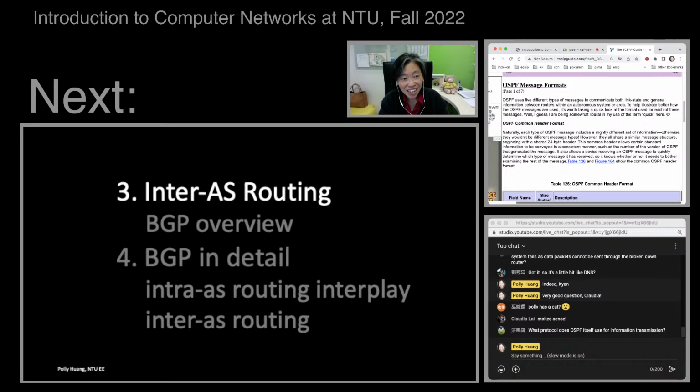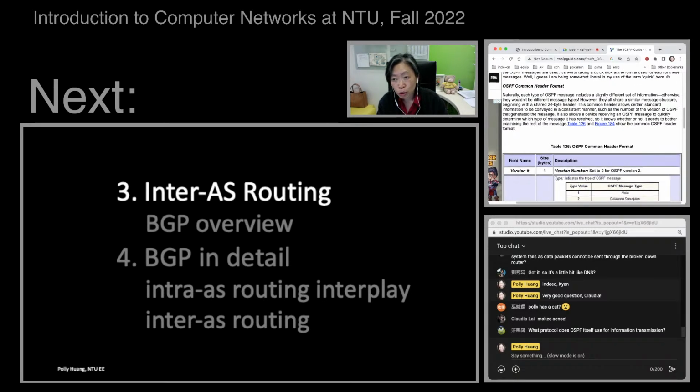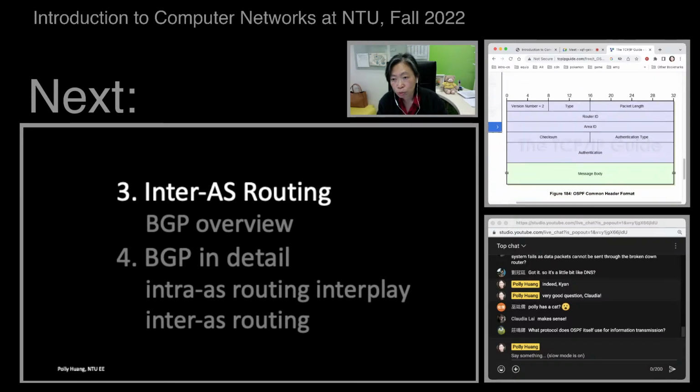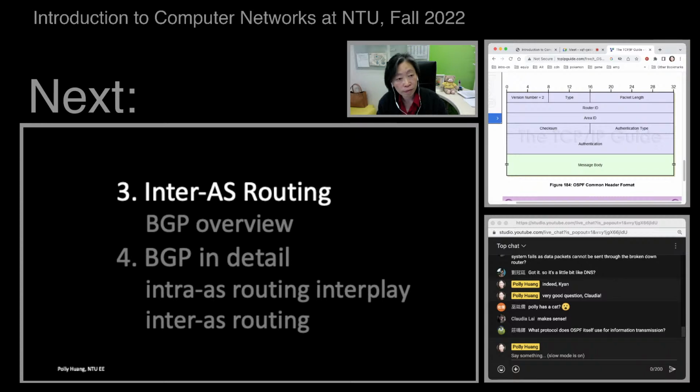OSPF, when they are exchanging messages, what protocol does it use? Is it TCP, UDP, or what? You know what, Leon? It's using IP, the native IPv4 packet. So if you Google, you will see that these OSPF messages are in this format. You have version number here, type here, packet length here, checksum, authentication type. So this is a native IP packet. It's not UDP, it's not TCP, none of them.